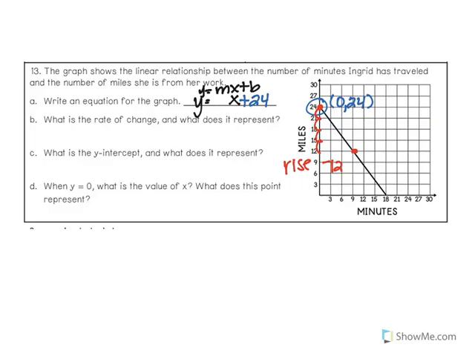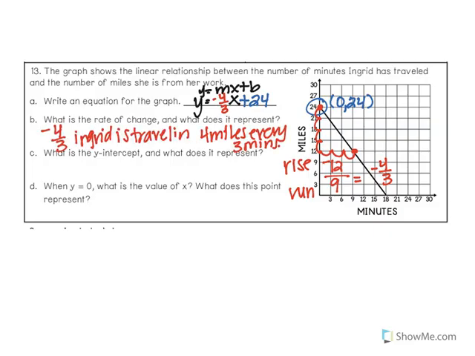And then my run is also going by 3. So 3, 6, 9. And then that simplifies down to a -4/3. And it does have that negative slope. So -4/3 x plus 24. What is the rate of change and what does it represent? The -4/3 is traveling 4 miles every 3 minutes. And then what is the y-intercept and what does it represent? The y-intercept is 24, and that represents the start, 24 miles away from work.